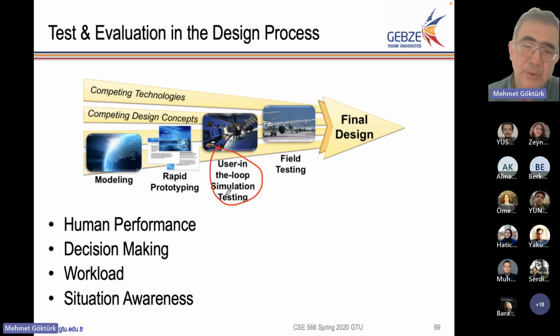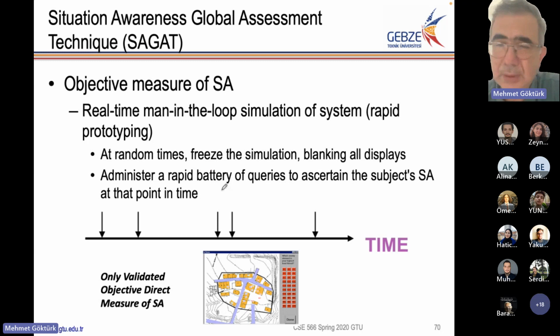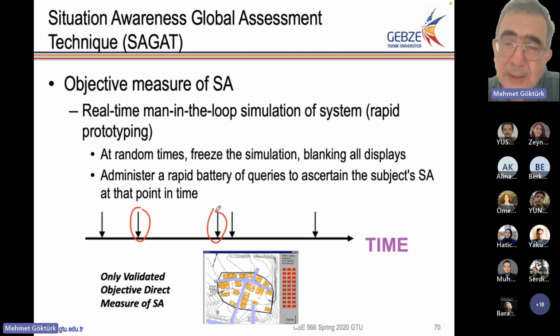In the user in the loop simulation testing, we do the following. We make the simulation of the system, of course, in the prototype. From time to time, we turn off the screen and ask questions. When we turn off screen and ask questions, if they are able to answer certain questions, then we say, okay, the interface is good. If they're not, that means they are not aware of the situation, but they will try to understand if asked, and that is different.